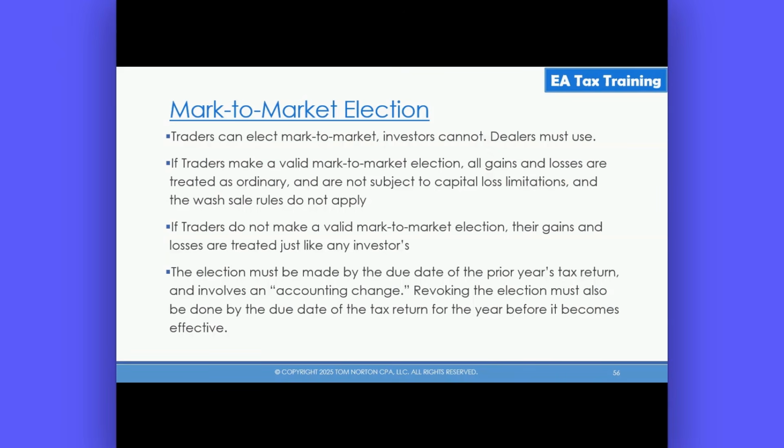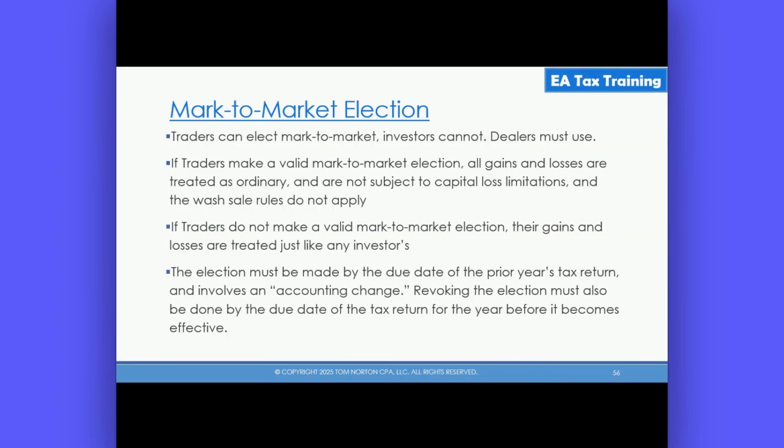Similarly, if you want to revoke an election, so once you make this election for 1 year, you are going to use mark to market from then on, unless and until you revoke that election. And if you want to revoke the election, you also have to do it by April 15th of that year for which you are revoking it. You do not get to wait until December to decide whether or not you want to use this mark to market, because that would be great.